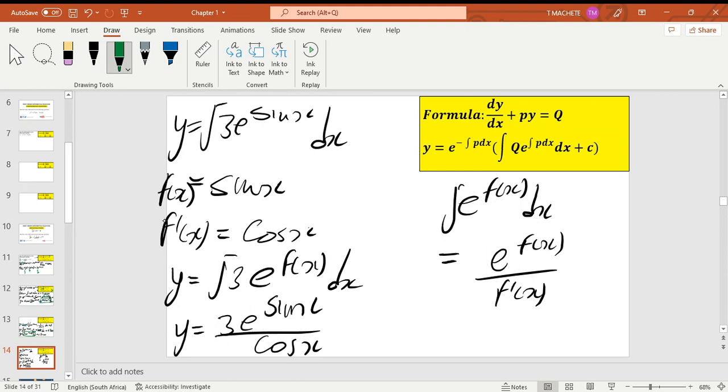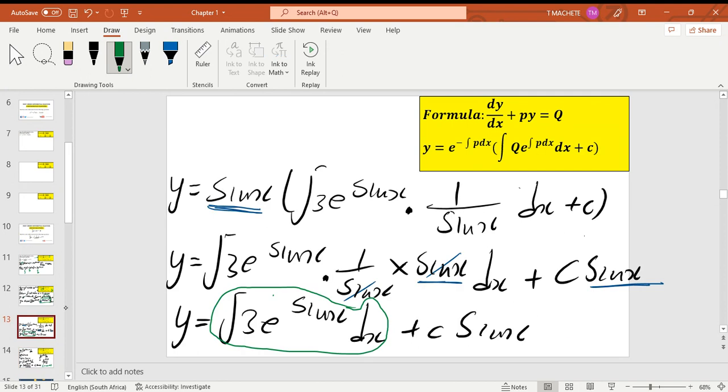So your final answer, you'll just add that plus c sin x. Then this will be your final answer. You just add that from the previous slide. Remember what we're doing. We're just solving this part here, and then it had plus c sin x there.